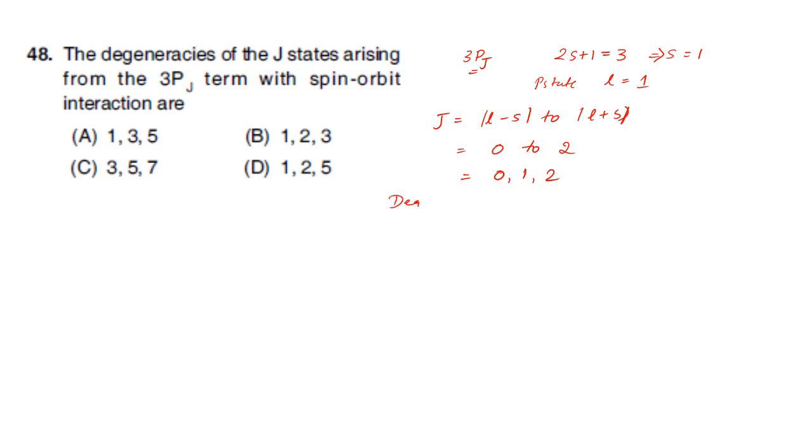Then the degeneracy of a state J is given by 2J plus 1. Therefore, if J is equal to 0, then degeneracy is 2 into 0 plus 1, that is 1. If J is equal to 1, then degeneracy is 2 into 1 plus 1, that is 3. If J is 2, then degeneracy is equal to 2 into 2 plus 1, that is 5. Therefore, the degeneracies are 1, 3 and 5.